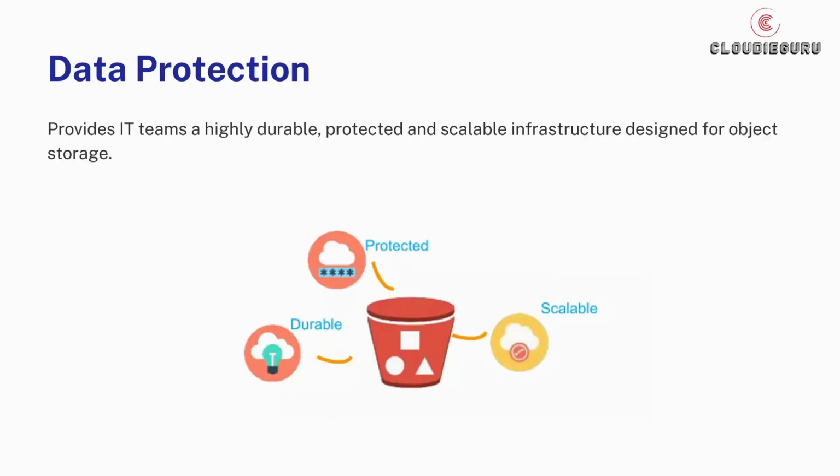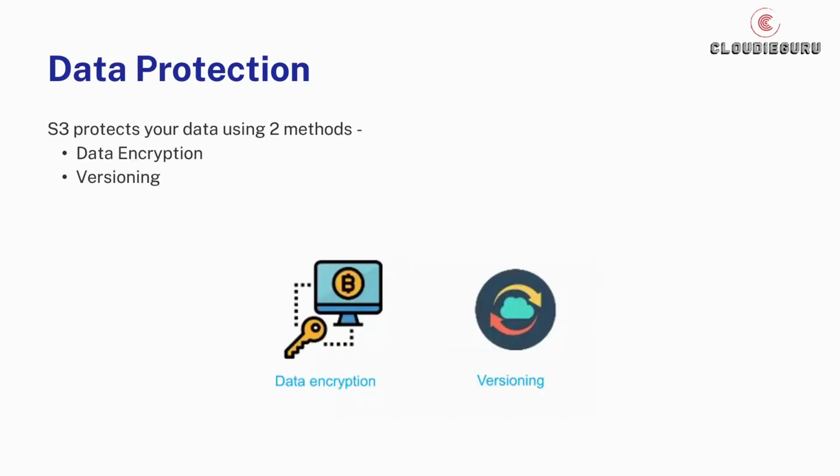Next feature of Amazon S3 is data protection. Data protection provides IT teams with an object storage that is highly durable, protected, and scalable. Amazon S3 protects data using two methods, data encryption and versioning. Let's discuss them one by one.